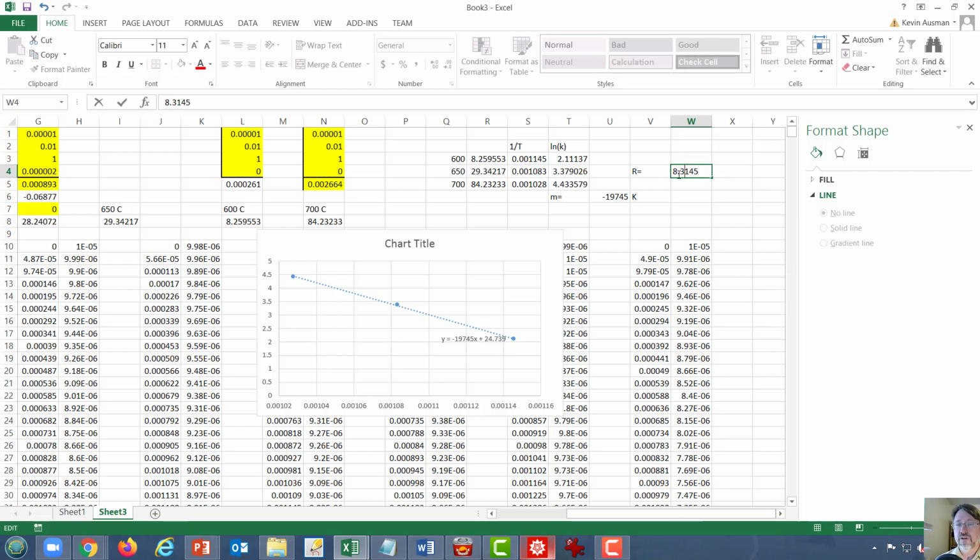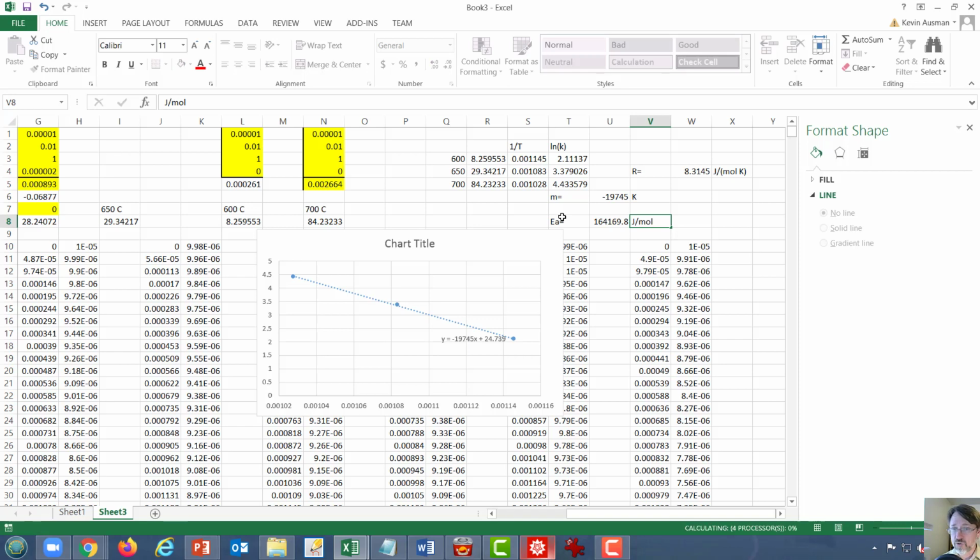In units of joules per mole Kelvin. So if our slope equals negative Ea over R, then Ea equals negative slope times R. So Ea equals negative slope times R. And that's going to be in units of joules per mole.